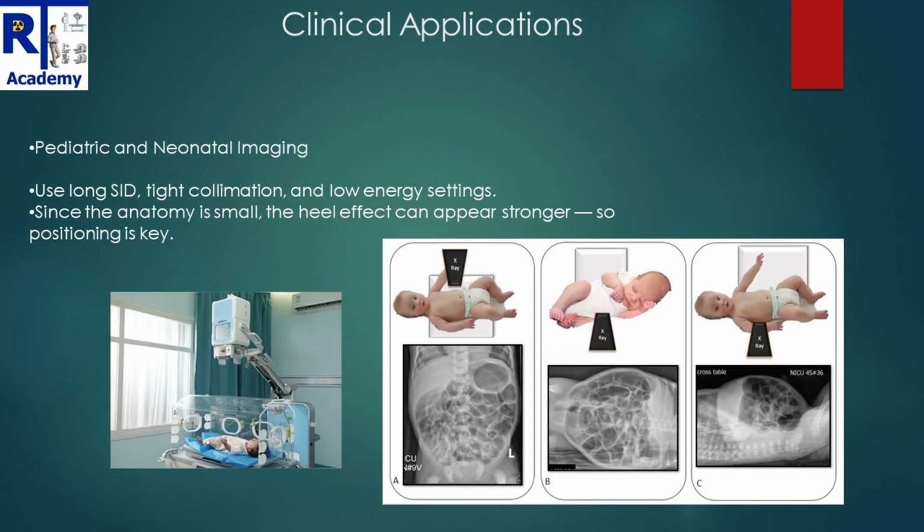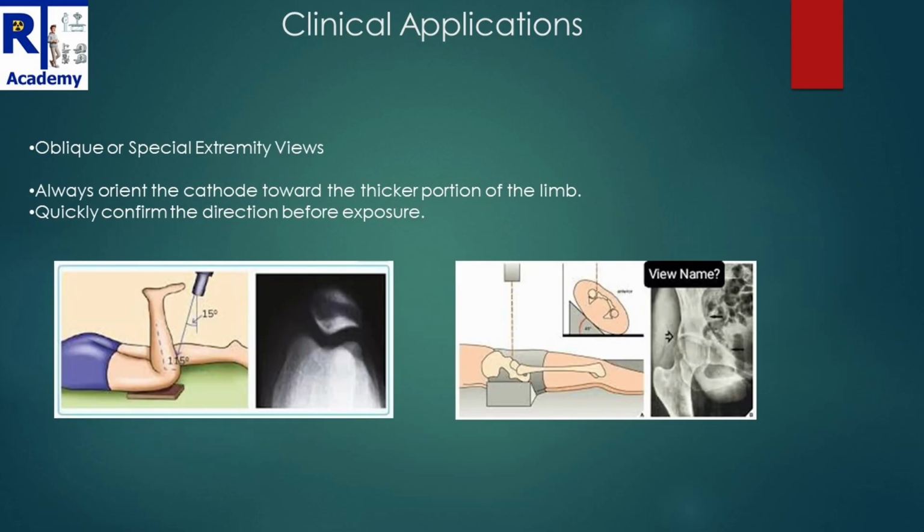27. Pediatric and neonatal imaging. Use long SID, tight collimation, and low-energy settings. Since the anatomy is small, the heel effect can appear stronger, so positioning is key. 28. Oblique or special extremity views. Always orient the cathode toward the thicker portion of the limb. Quickly confirm the direction before exposure.